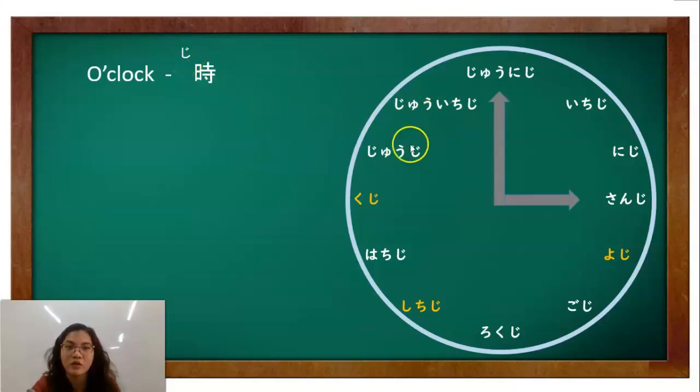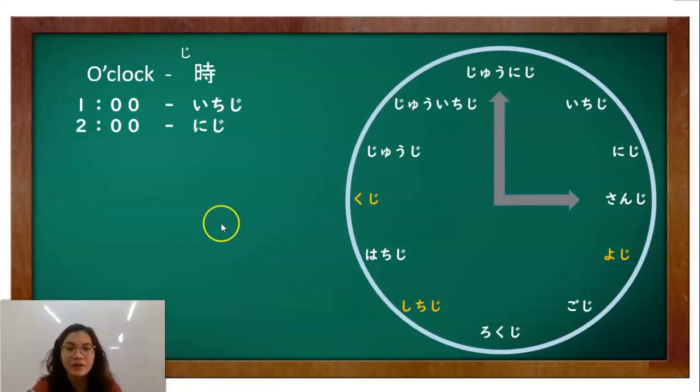Okay, so how about 1 o'clock? So, as you know, 1 is ichi, you just add ji. So, that would be 1 o'clock. In Japanese, it is ichiji. Okay? Next is 2 o'clock is niji. Okay, next 3 o'clock is sanji.